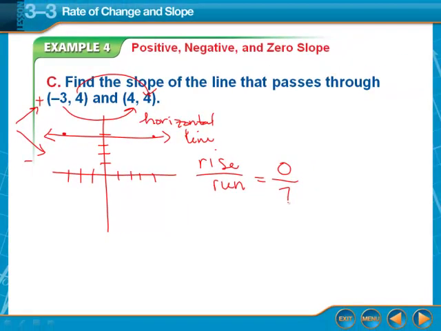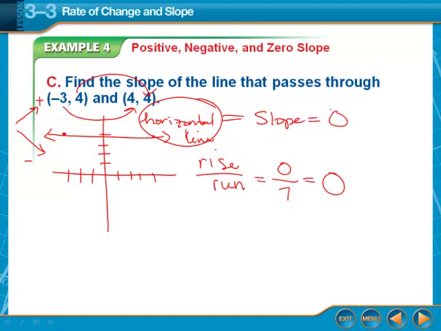Okay, now let's do the math. Can you take 0 divided by 7? Yeah, you can take nothing and divide it into 7 groups. That's still going to leave you with nothing. This horizontal line has a slope that is 0. So we've got to get that in our heads. Very, very unique case. Horizontal lines have a slope equal to 0.